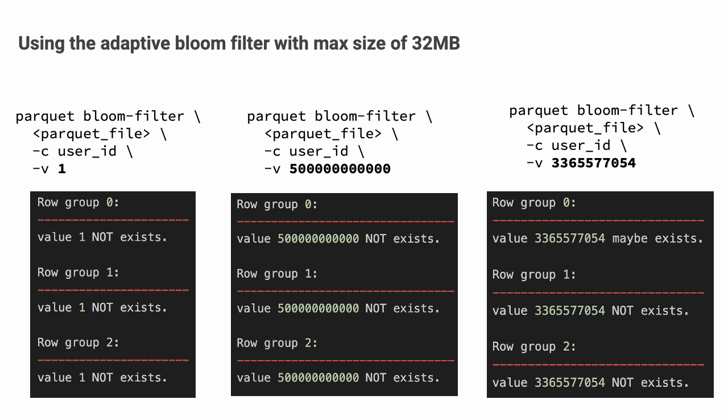And now if you try to search for values, the Bloom filter is much more accurate than before, and it will tell you that, hey, value 1 is not present. Value which is a high value, this is also not present. But this value can be present.